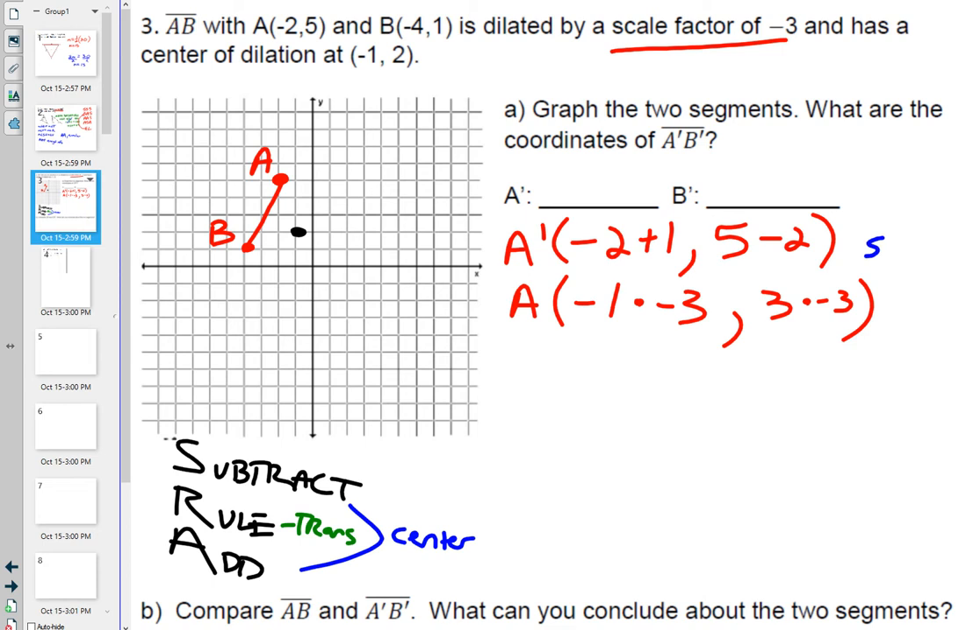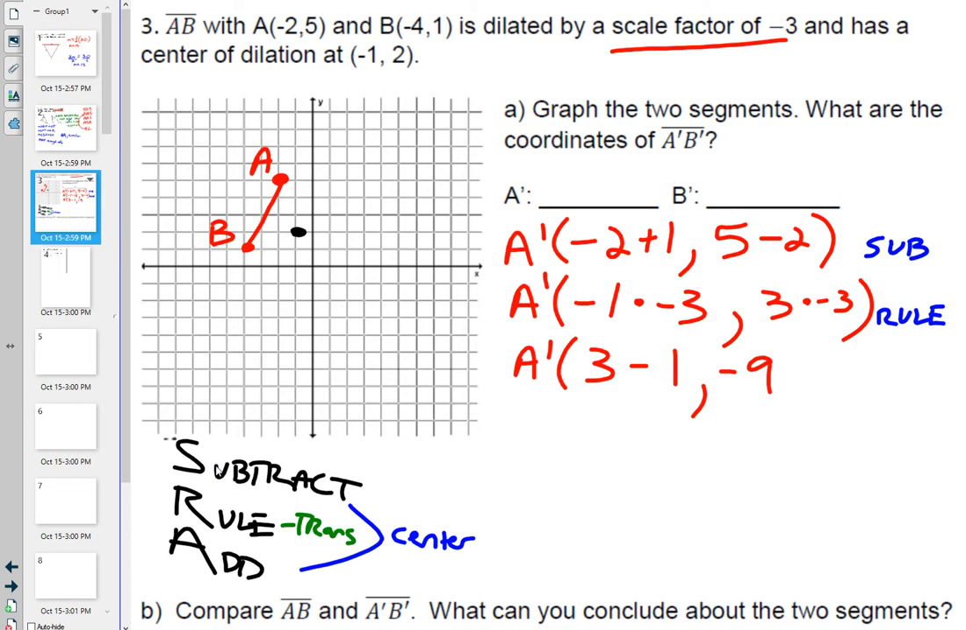So if you're following at home, this was the subtraction. Now I'm doing the rule. Negative 1 times negative 3 is? It is 3. And then the last thing I have to do is add back the center. What was the x of the center of dilation? Adding a negative is the same as subtracting, so minus 1. What is 3 times negative 3? Negative 9. And then I'm going to add back the center of dilation.